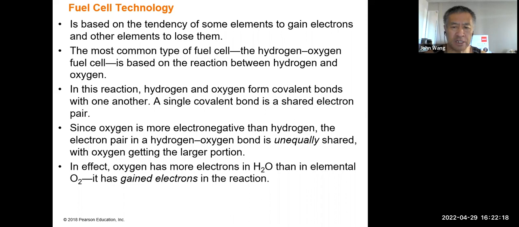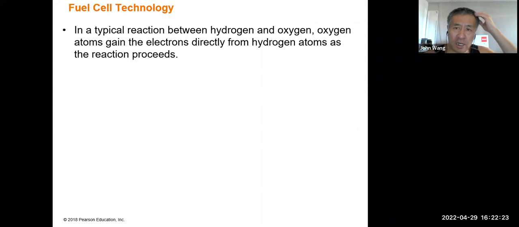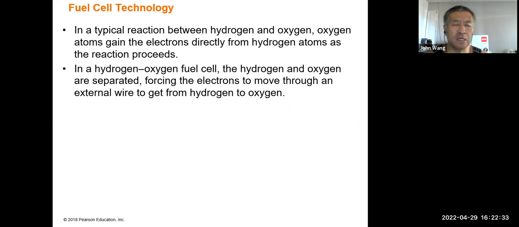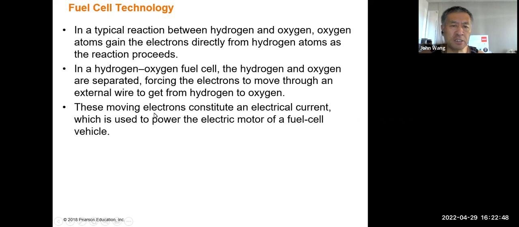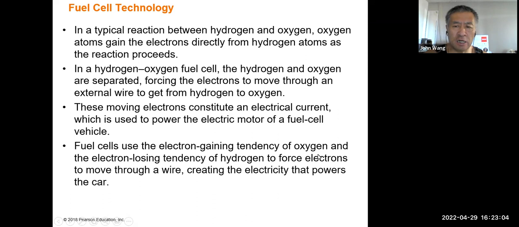Therefore, in a typical reaction between hydrogen and oxygen, oxygen atoms gain electrons directly from hydrogen atoms as the reaction proceeds. In a hydrogen-oxygen fuel cell, the oxygen and hydrogen are separated, forcing the electrons to move through an external wire to get from hydrogen to oxygen. These moving electrons constitute an electrical current, which is used to power the electric motor of a fuel cell vehicle, for example. Fuel cells use the electron-gaining tendency of oxygen and the electron-losing tendency of hydrogen to force electrons to move through a wire, creating the electricity that powers the car.